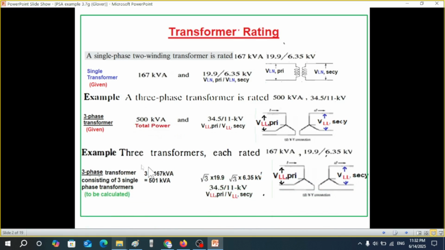Another option could be that the question says three transformers, each rated like this, form a bank. So it's the same as this, but these are three different transformers. Now, in this case, either we can use the single-phase parameter of the transformer, or we can multiply by root 3 to get the three-phase rating of the transformer. So this is another way of doing it. Multiplying by root 3, we get 34.5 and 11 kV, which are the V line-to-line primary and V line-to-line secondary.